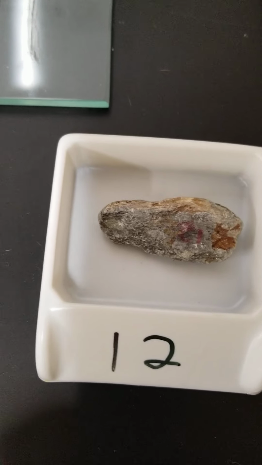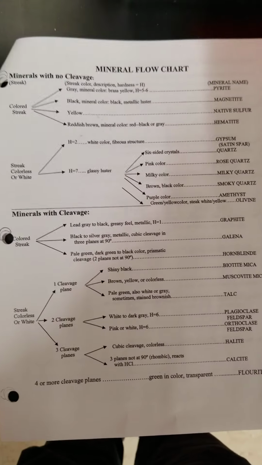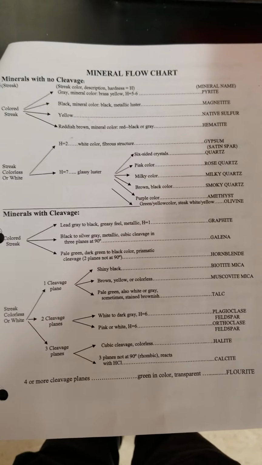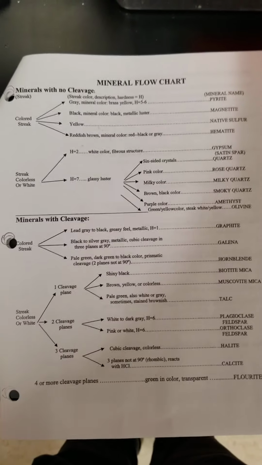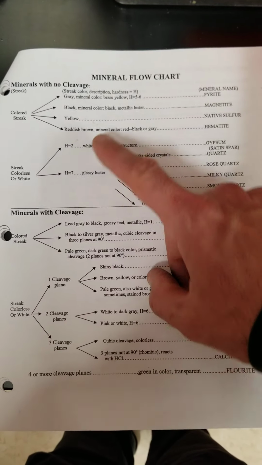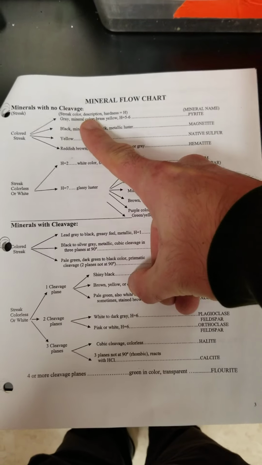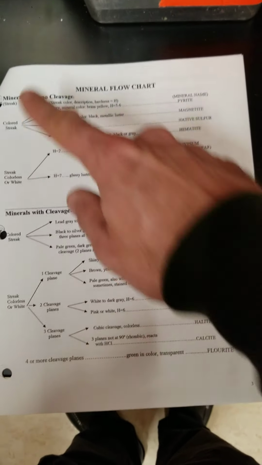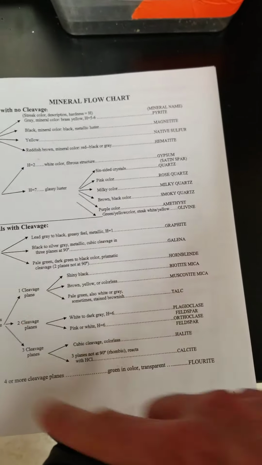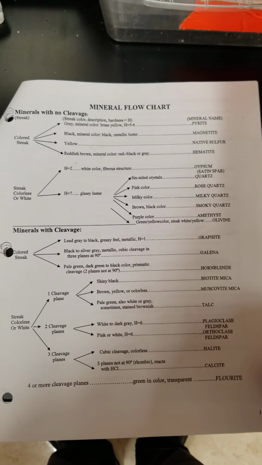What you have to finally do is take all these samples we just looked at, and you have to follow the flow chart. Okay, so this is the flow chart. So again, it's broken down into groupings. So cleavage is down here. No cleavage is on top. So these are fracture on top, this part of the chart, and then cleavage are down here. Then you take it a step further.